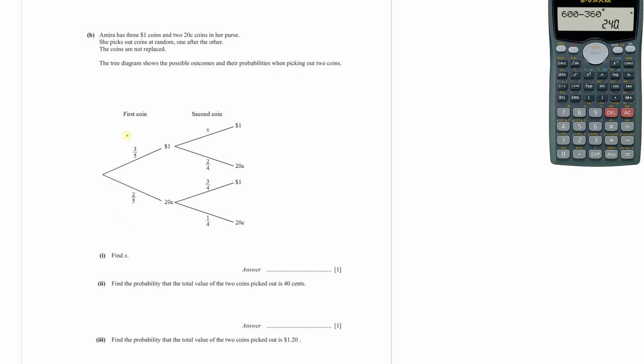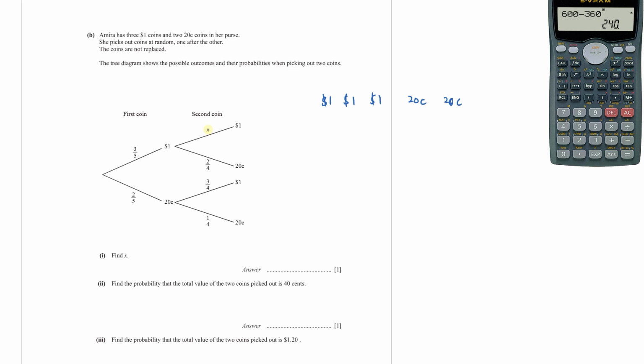Find X. So when she's picking the first coin, she has three $1 coins. So let me write them here. $1, $1, $1, and then two 20-cent coins. So now she's picking the first one. What is the probability she'll pick the $1 coin? 3 out of 5, because you have three $1 coins and a total of 5 coins. And picking the first coin, what is the probability you will get a 20-cent? It is 2 out of 5 because you have two 20-cent coins and a total of 5.